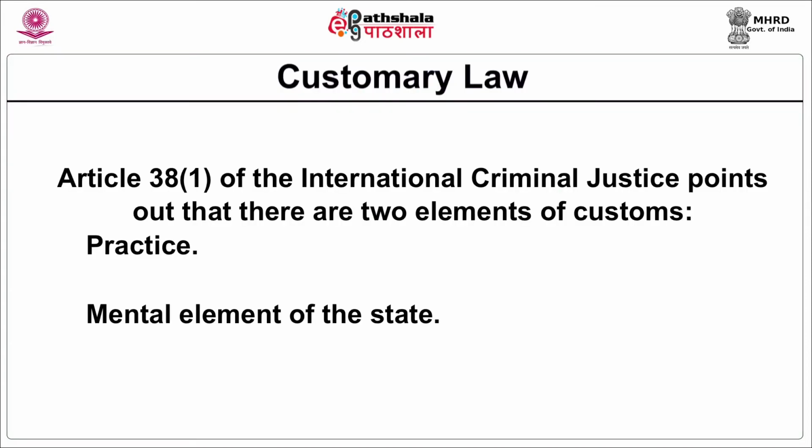Article 38(1) of the ICJ statute points out that there are two elements of custom, as we discussed previously. The first one is state practice and the second one is opinio juris, or the mental element of the state. Not only must the acts concerned amount to a settled practice, but they must also be such, or be carried out in such a way, as to be evidence of a belief that this practice is rendered obligatory by the existence of a rule of law requiring it.